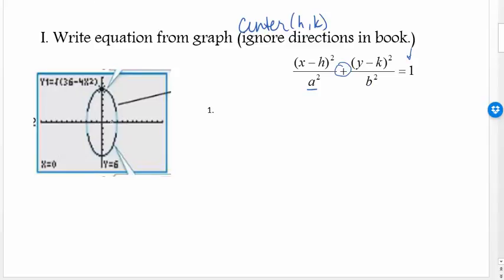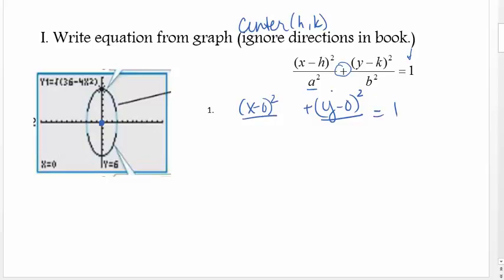Okay, so we have this ellipse, and let's figure out where our center is first. Our center is right here at 0, 0. Would you agree? I hope so. That's just 0, 0. So when I write my equation, I know it's x minus 0 squared plus y minus 0 squared, because h and k are both 0. And I know it's equal to 1.